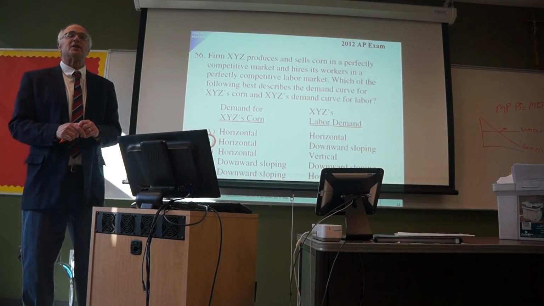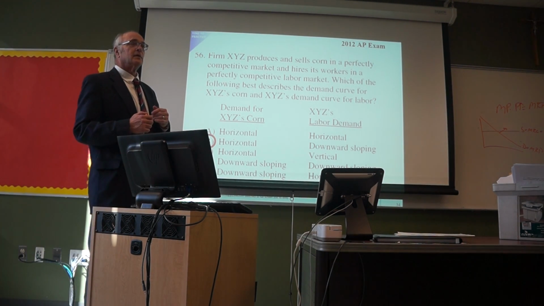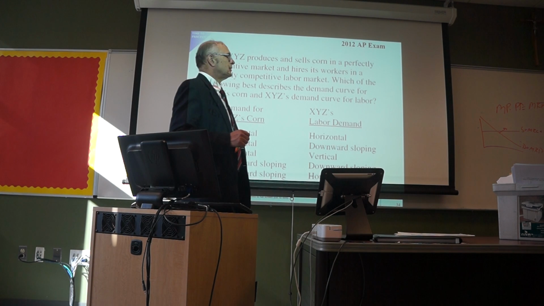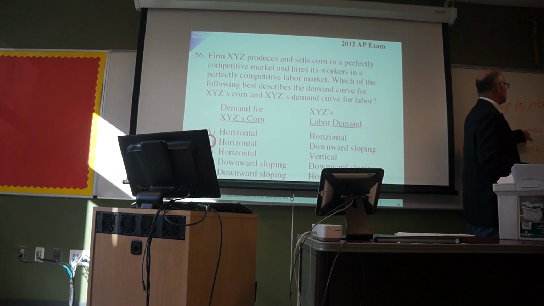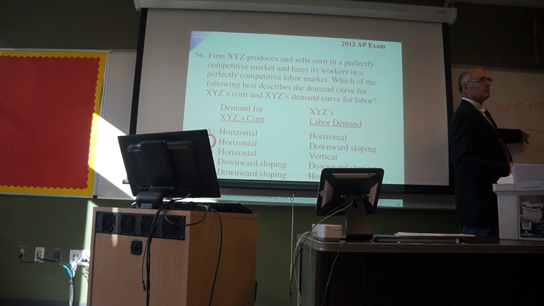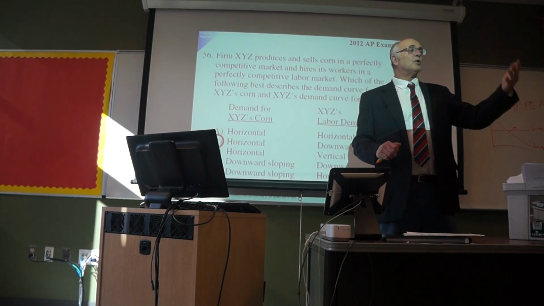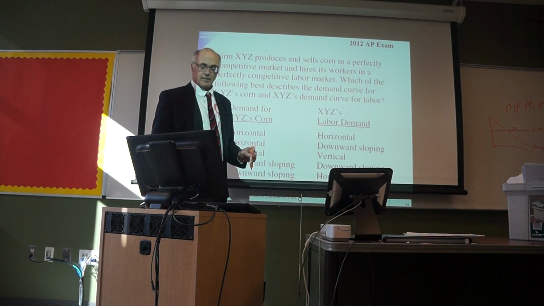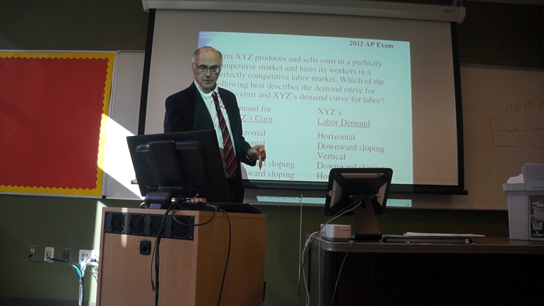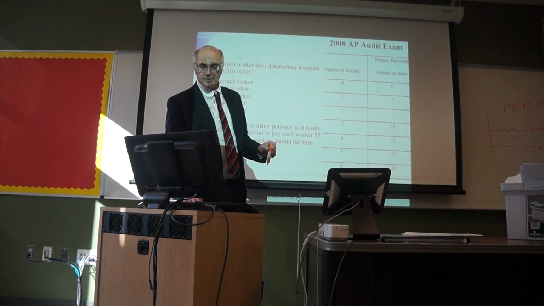All right, any questions on either of those? Why is D not horizontal for labor? Because MRC representing wage is representing the supply of workers. Because the higher the wage, the more workers will be supplied. Okay, there's your firm, we just did that.